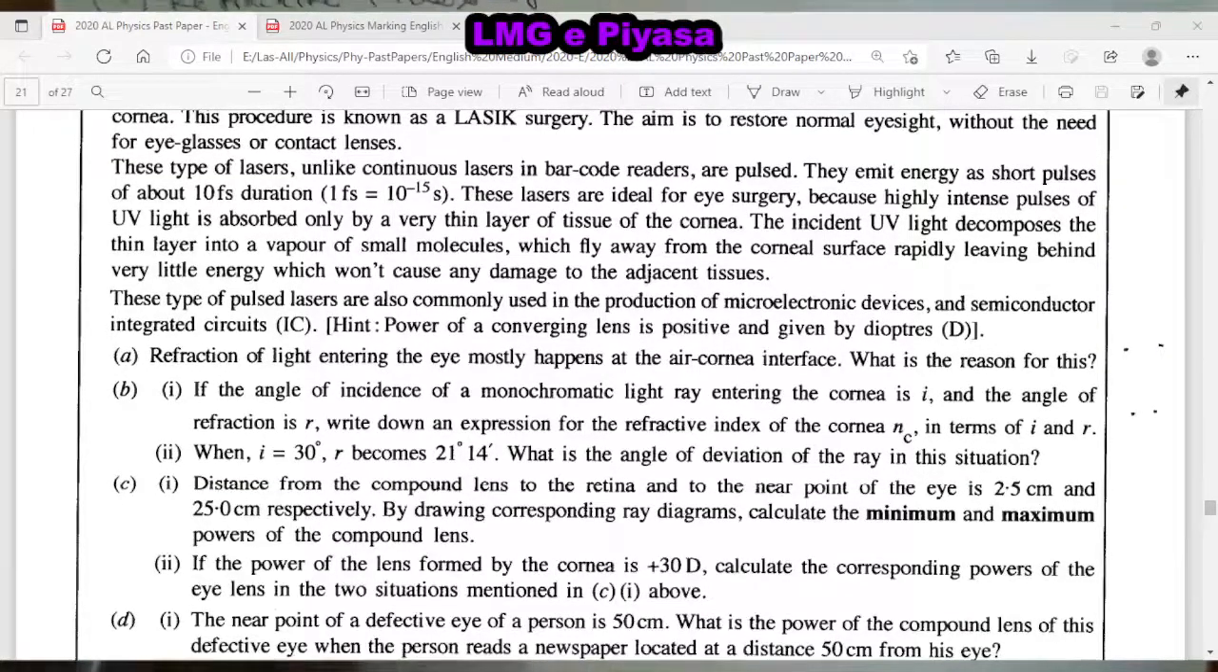This is part B1, part B2. I is 30 degrees, R is 21 degrees and 14 minutes, right? We have given I equals 30 degrees and R equals 21 degrees 14 minutes.